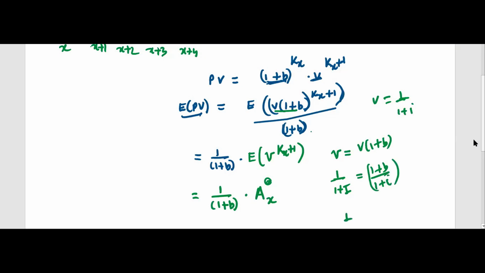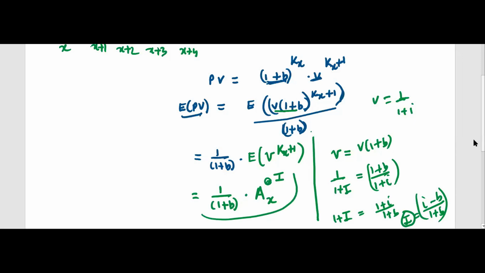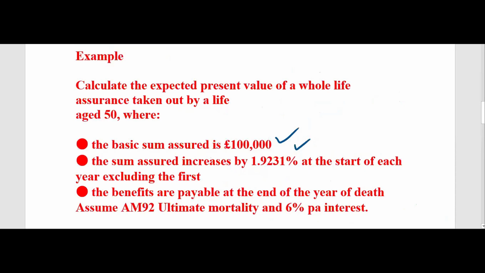If you find i here, you can find the reciprocal of this, that will be 1 plus i by 1 plus b. And if you find i here, you have to subtract 1. So if you subtract 1 here, it will be (i minus b) by (1 plus b). Okay, so at the interest i', where i' is (i minus b) by (1 plus b), remember, you have to do it this way. And this is a simple formula. Let's go to the question now.